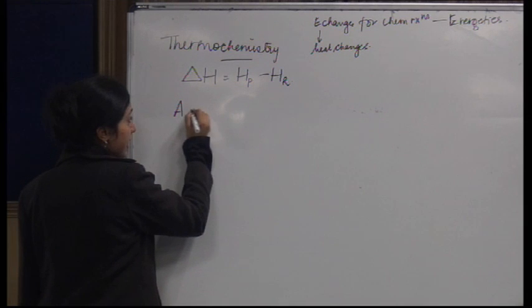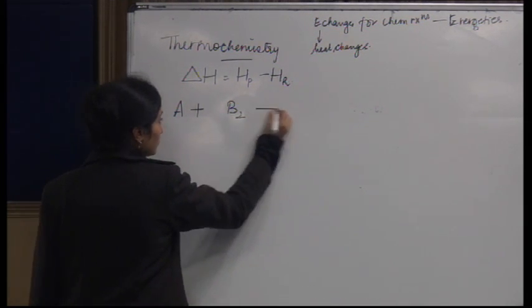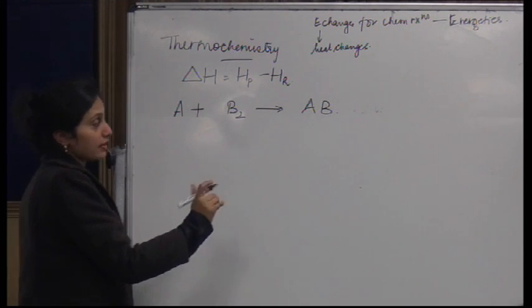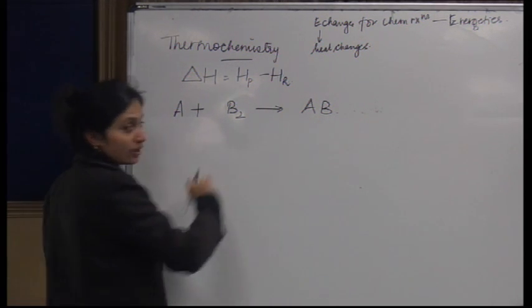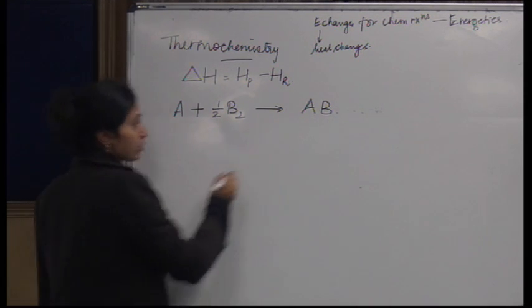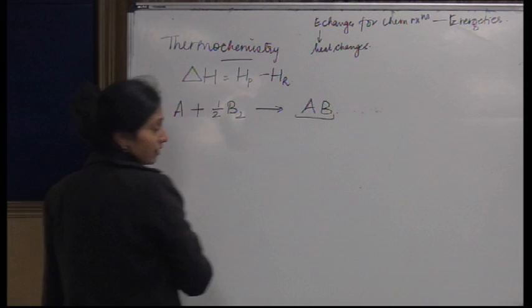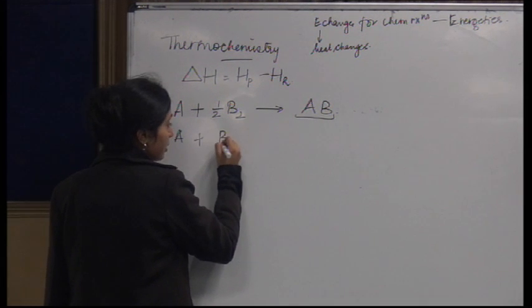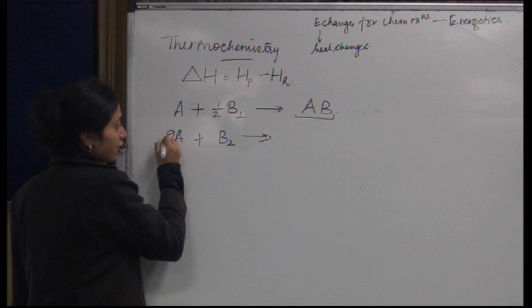Say if it is A plus B2 forming AB, then in that case we have to make sure that we get only 1 mole of AB on this side. So what will we do for that? We will take half of B2 so that we get only 1 AB. Otherwise, normally, you take B2 and you will add 2 here, 2 AB.